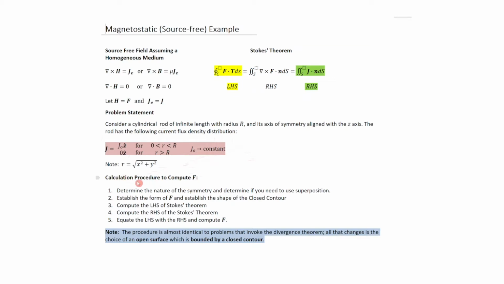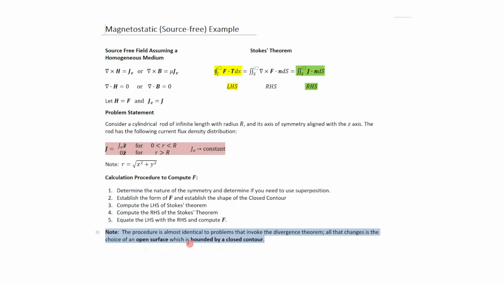All right, so what's the calculation procedure to compute F? It's very similar to what we did when we looked at problems dealing with irrotational fields. The only difference is you apply Stokes theorem rather than the divergence theorem. The first step is to determine the nature of the symmetry and determine if you need to use superposition. Second is to establish the form of F and establish the shape of the closed contour. Thirdly, compute the left-hand side of Stokes theorem, then the right-hand side, and then finally equate the left-hand side and right-hand side to compute the value of the vector field F.